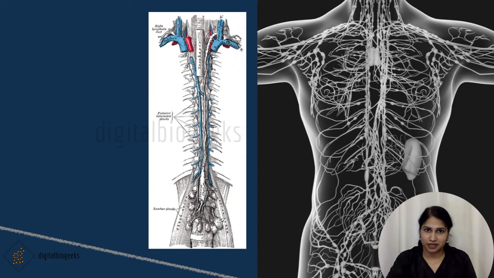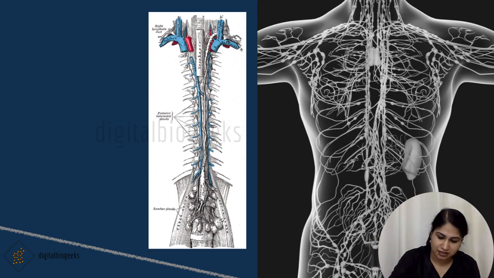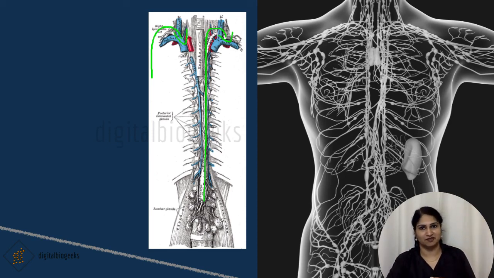From the left side of the body, lymph enters into the thoracic duct, then into the left subclavian vein and then into the blood. The lymph from the right side of the body enters the right subclavian vein through the right lymphatic duct.